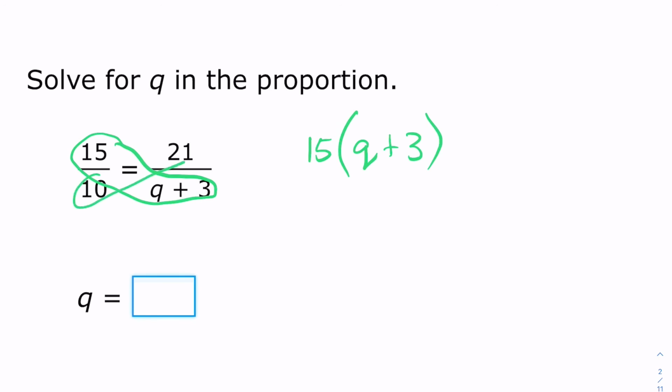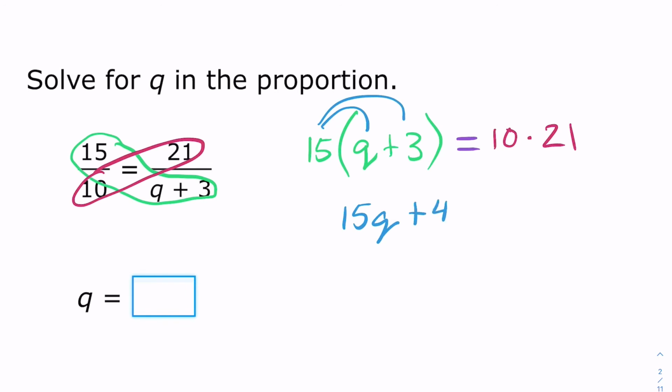And this other one is 10 times 21. Here, let me use a different color for this one, just so that you see the algebra that's happening. Okay. I will use a different color for the middle. Okay, so 15 times Q is 15Q. 15 times 3 is 45. So we're going to add 45. And then on the other side, I have 210.